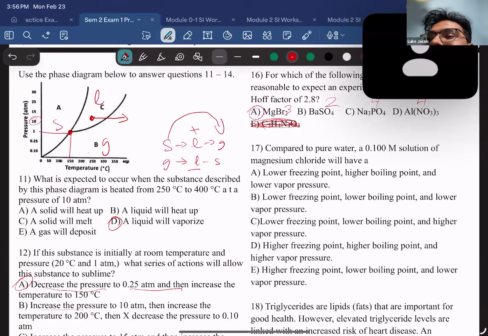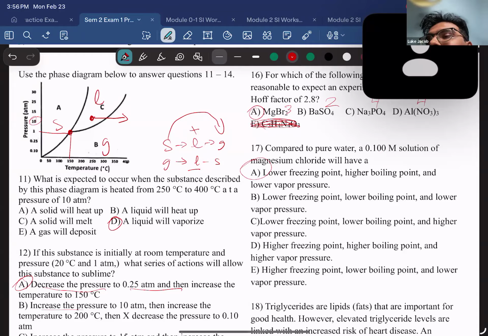Compared to pure water, a 0.100 molar solution of magnesium chloride will have a lower freezing point, higher boiling point, and lower vapor pressure. The answer choice is A. This is the same thing with colligative properties, right? Freezing point depression, boiling point elevation.